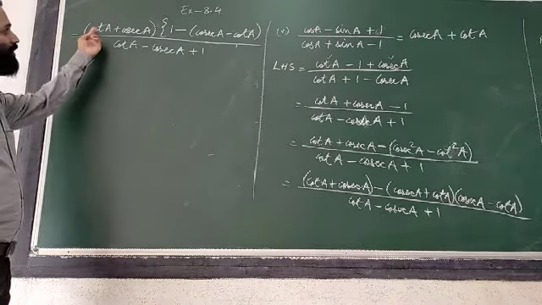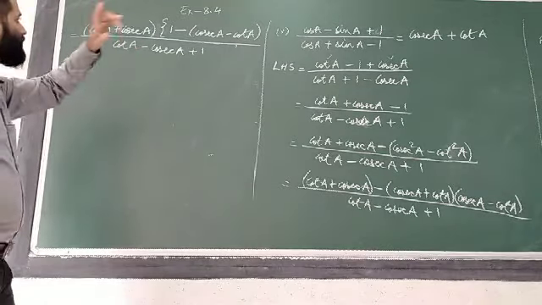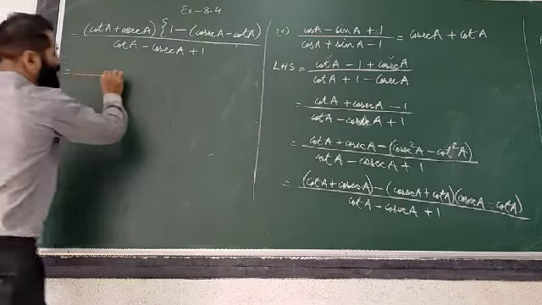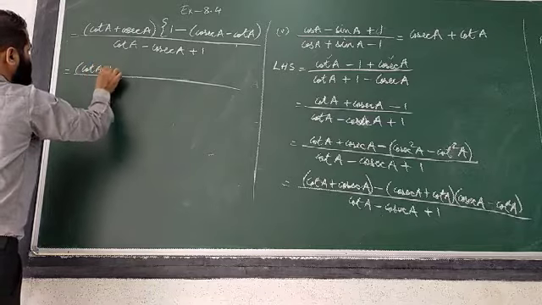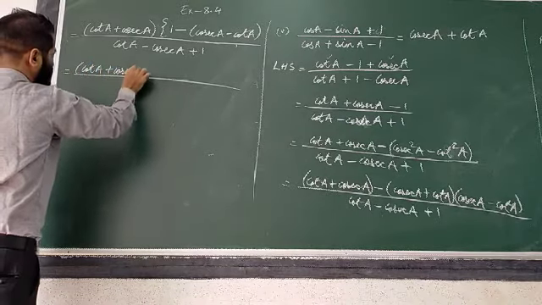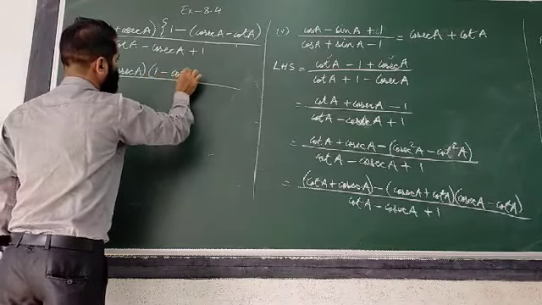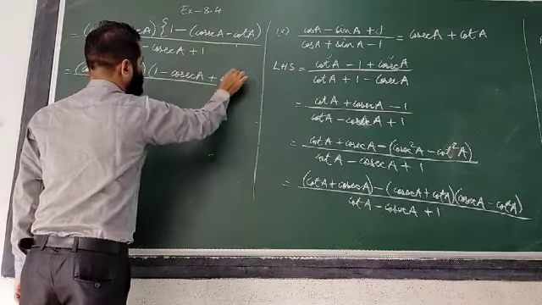You have already got cot A plus cosec A. That means you are having RHS. That means this number you have to do something. Let's check what we get. First of all, we will remove the bracket. So let this be cot A plus cosec A. We want this. And this can be written as 1 minus cosec A. And this is minus minus plus cot A. Any problem?